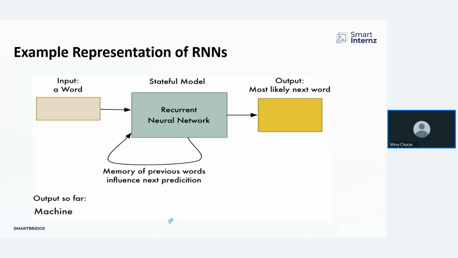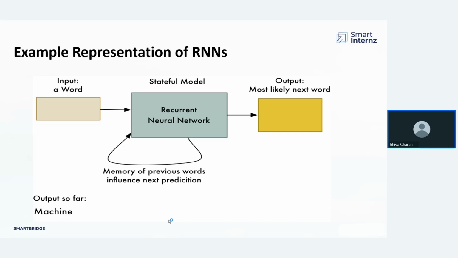So what is the first word here? Machine learning is fun, right? Machine learning is fun is a complete sentence. Correct. So what happens here? Each word will be going as an input and processed through the memory, and the next word is predicted. See what are all the blocks present here? Input, stateful model, and most likely next word.